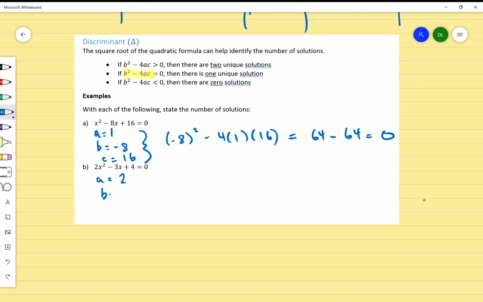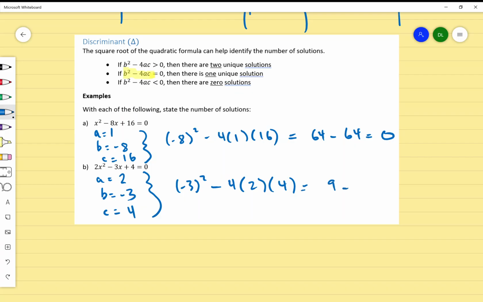2. B? Negative 3. And C? 4. Same thing, I'm going to apply the formula. I get B squared, which is negative 3 squared, minus 4, A, which is 2, and C, which is 4. Yep. Are we okay with that? Awesome. I'm going to go ahead and simplify it.